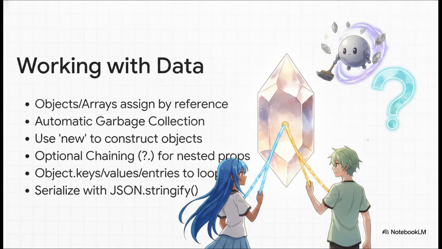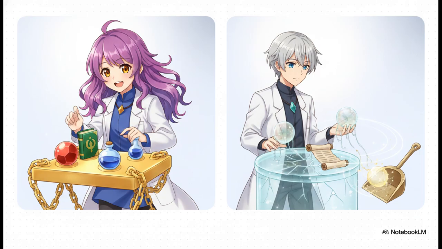Now, luckily, JavaScript does have automatic garbage collection. It just quietly deletes objects from memory once nothing in your code is referencing them anymore. When you're working with objects, you are also going to love optional chaining. It's this question mark dot, ?., syntax that lets you safely try to read deeply nested properties without completely crashing your program if a step in the chain is missing. Oh, and of course, you can easily convert any of these objects into strings for sending across the web using JSON stringify.